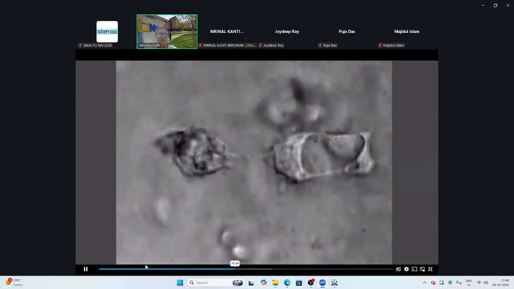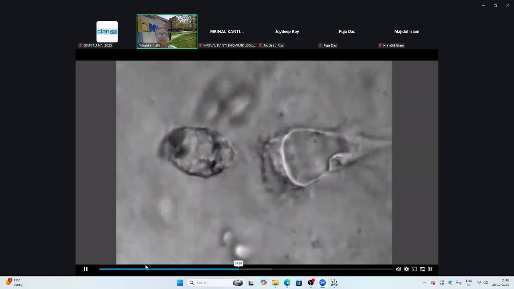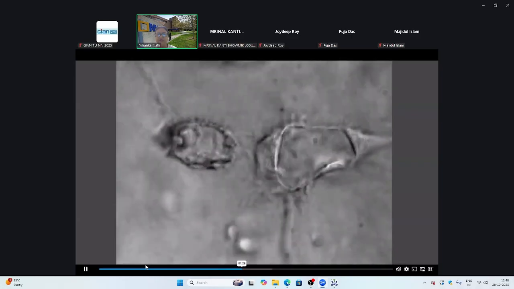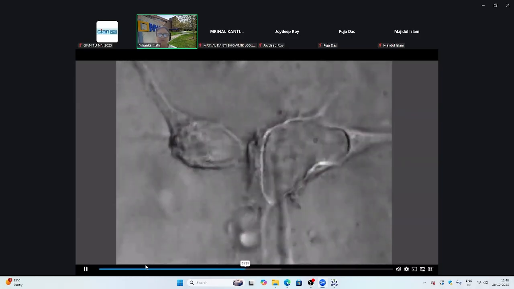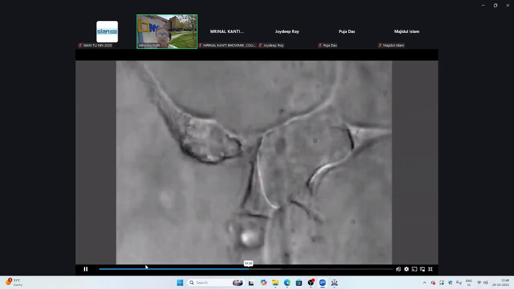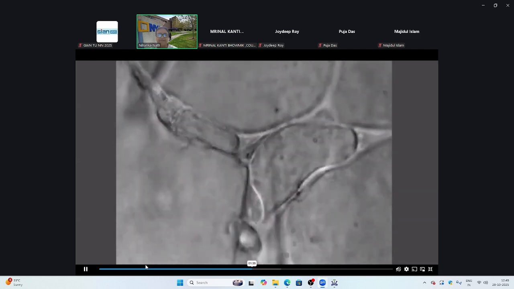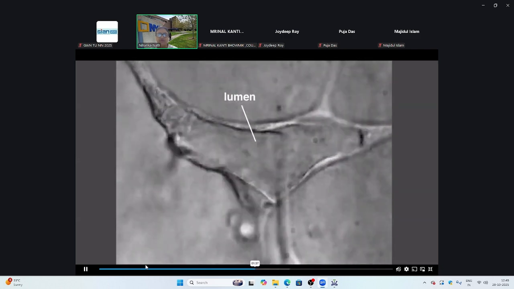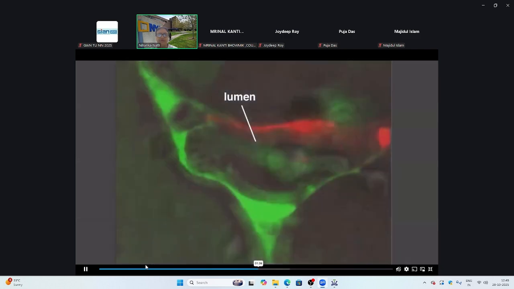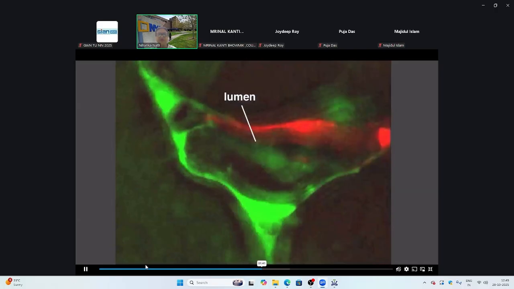Look at them. They're just two separate cells separated out. They're joining, and you can see how it's beginning to form, joining together, and it has formed a lumen. It's amazing how this can be done. And that's fluorescence microscopy to show this. So next.